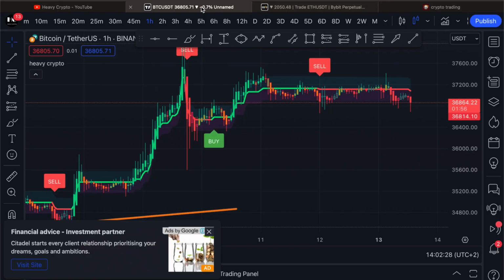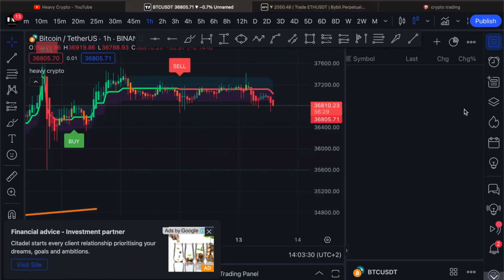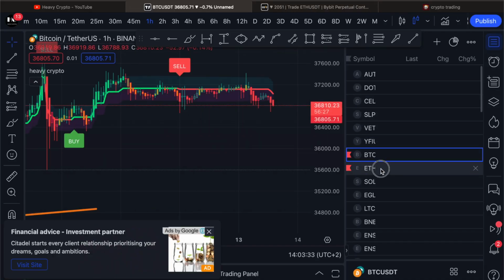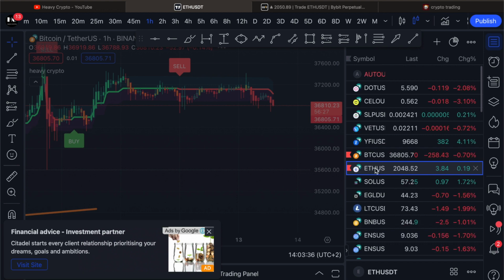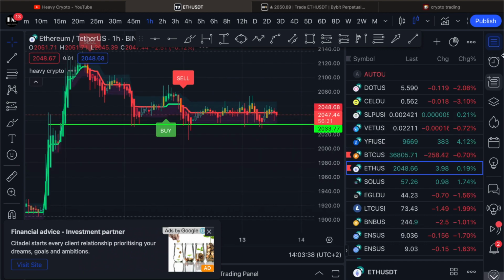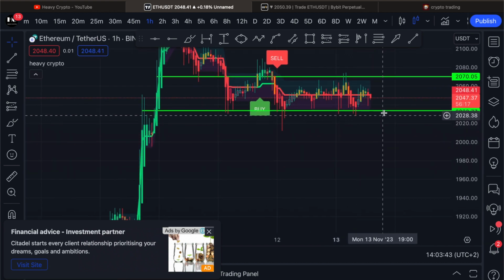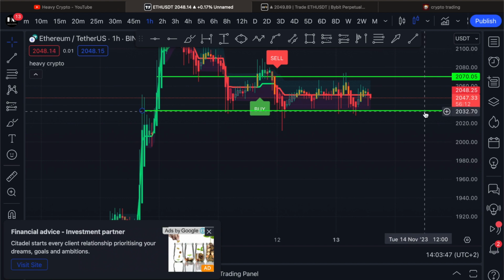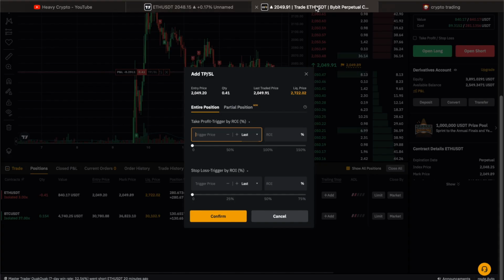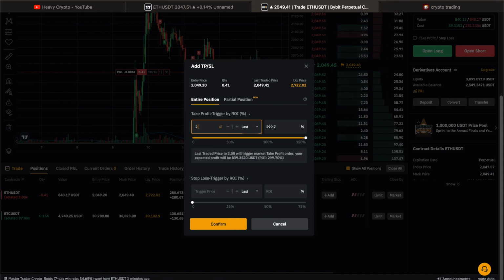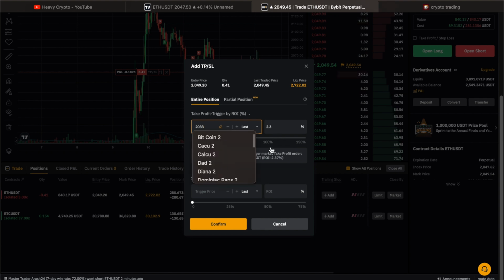So for example, let's go to TradingView. This is where we do all the technical analysis, and I want to see Ethereum charts. So if I click Ethereum right here, it's gonna show me the Ethereum chart. I want to take profit when the price of Ethereum reaches 2033 US dollars, meaning that I'm gonna make approximately 2.3% right there.